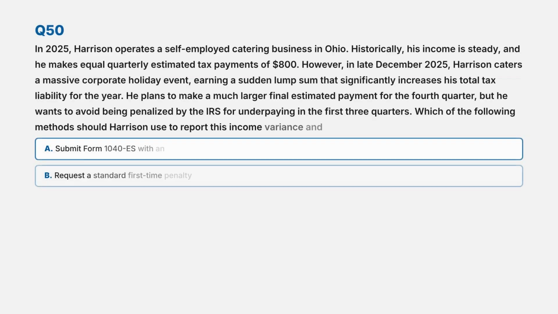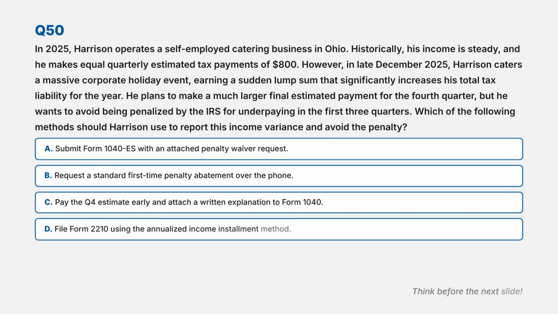Question 50. Here's the scenario. In 2025, Harrison operates a self employed catering business in Ohio. Historically, his income is steady and he makes equal quarterly estimated tax payments of $800. However, in late December 2025, Harrison caters a massive corporate holiday event, earning a sudden lump sum that significantly increases his total tax liability for the year. He plans to make a much larger final estimated payment for the fourth quarter, but he wants to avoid being penalized by the IRS for underpaying in the first three quarters.